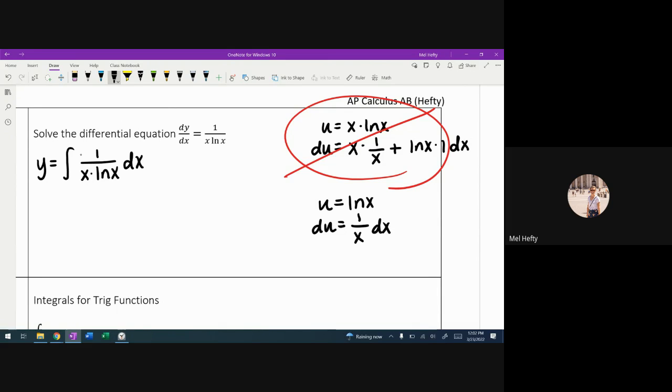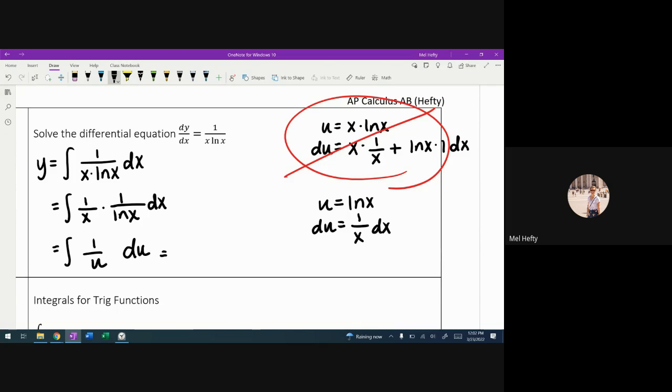If you don't see it, this is what some of my BC students really like to do. They like to rewrite that fraction as 2 fractions. We're kind of done trying to find what to substitute, so let's actually substitute this in. The 1 over x and the dx at the end, that's going to be my du. What will the 1 over natural log of x look like? 1 over u.